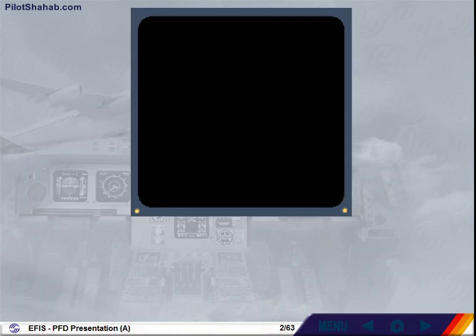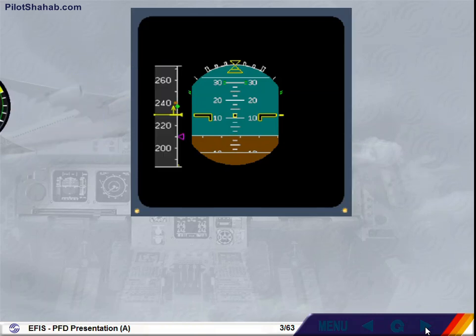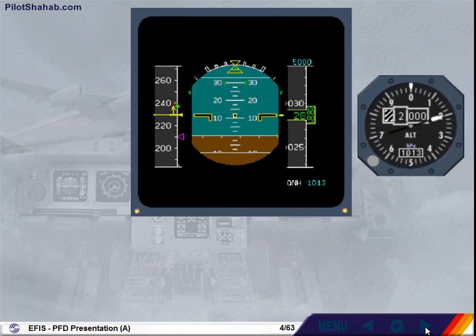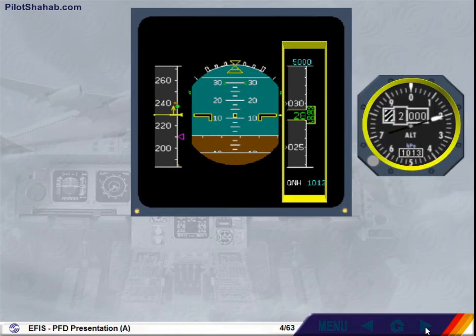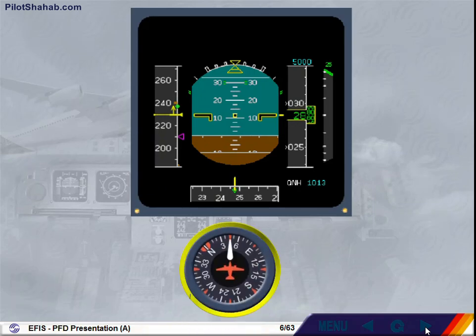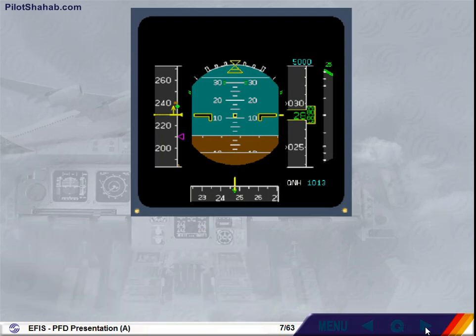The primary flight display, PFD, displays all the normal primary flight indications: attitude, airspeed, altitude, vertical speed, heading, and track. Notice that the indicators are laid out in a conventional instrument T configuration.